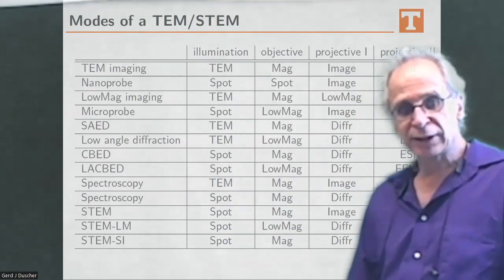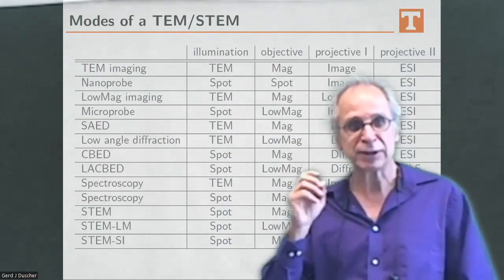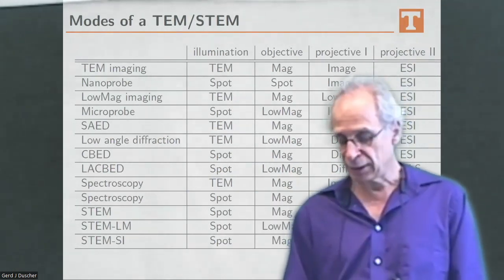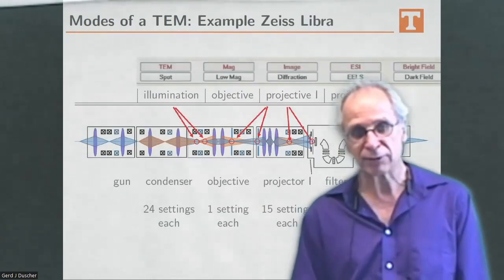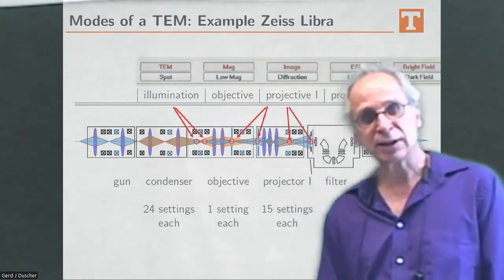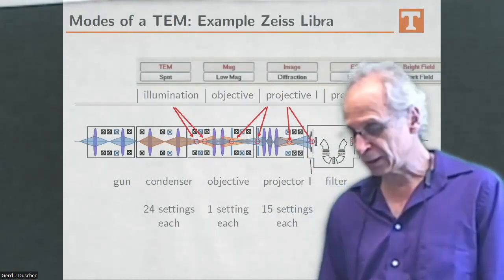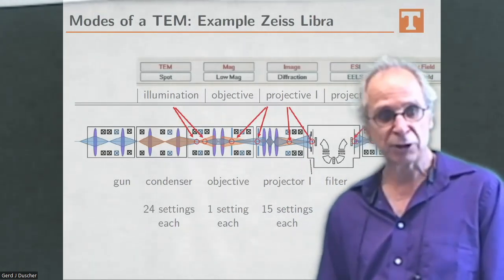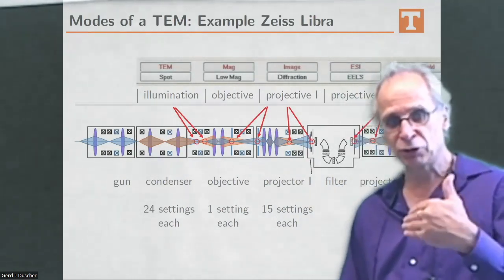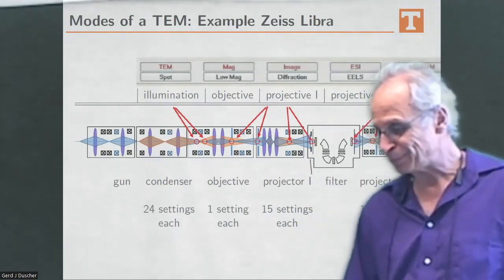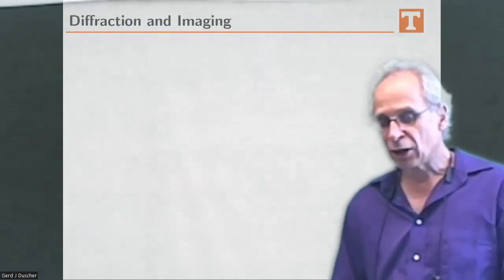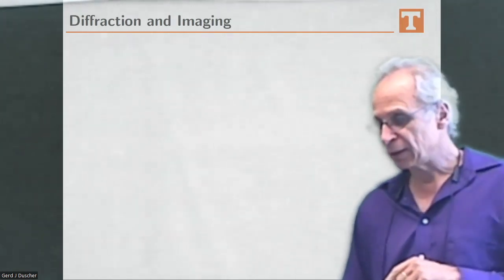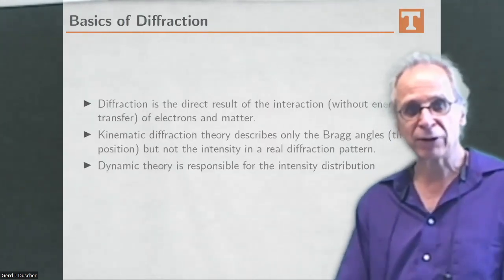In the Gatan image filter, they got much simpler than when I started. The simplest one is actually the in-column filter, as we have it here. I don't think our students know that you can take a diffraction pattern without an energy filter. So that shows you how the field progresses. Okay, so diffraction and imaging, those are the key things we are talking about now.